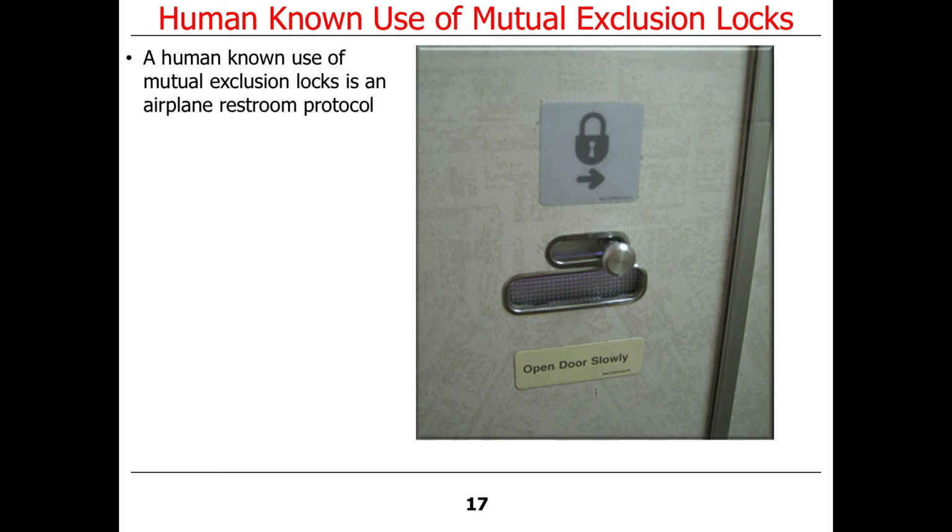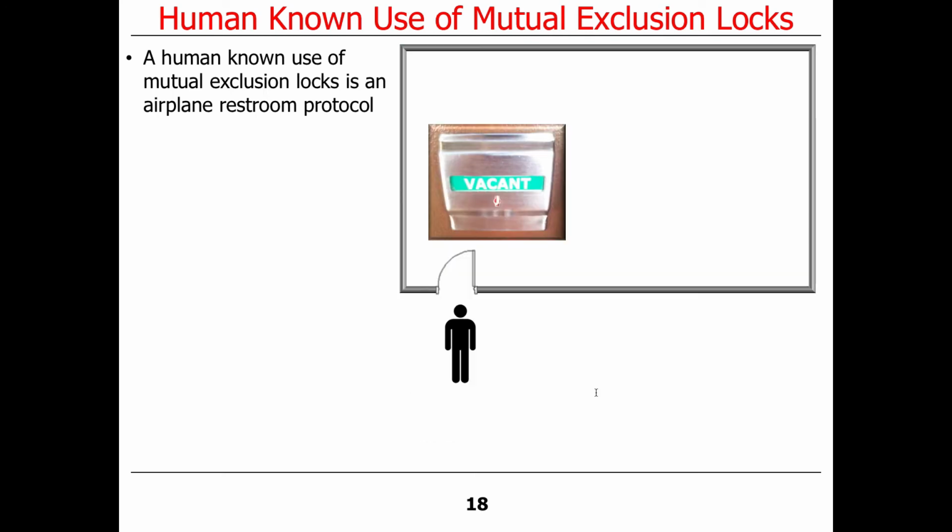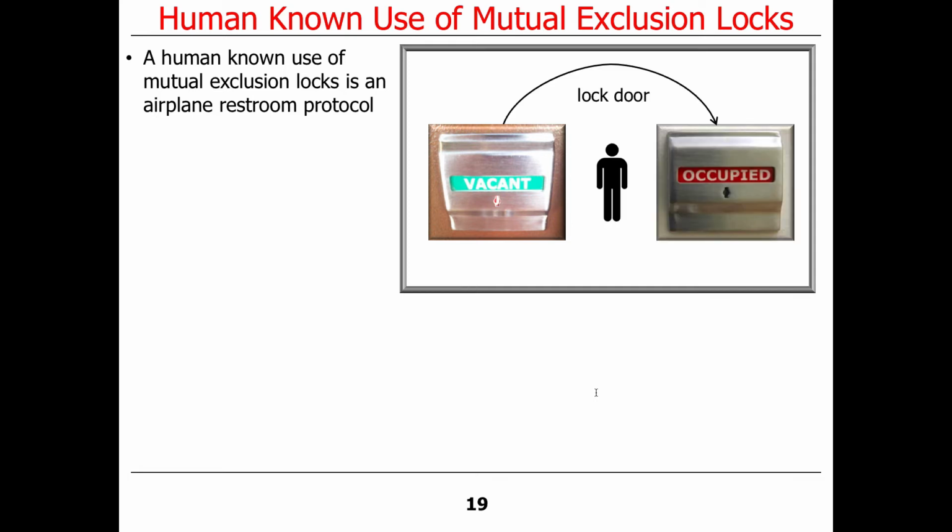What's an example of a human-known use of this? My favorite example is the airplane restroom protocol, which works like this. You have a little sign that says vacant. If you come along and the sign says vacant, then you can acquire the lock. You go in, and when you shut the door, you lock it. Now it's occupied.